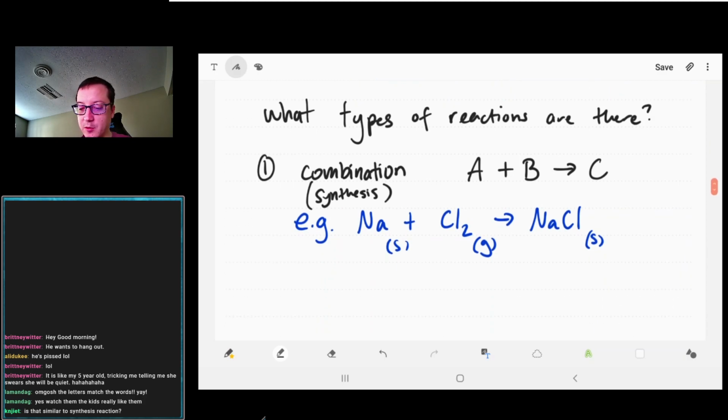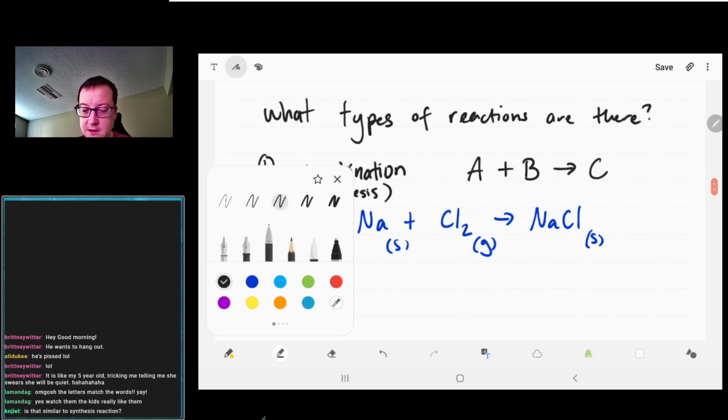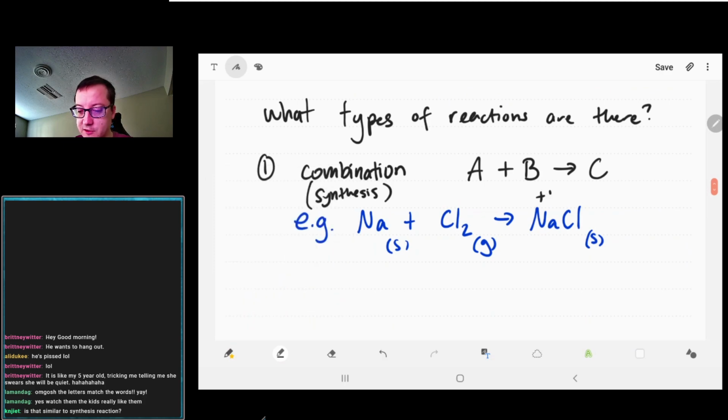So, for example, we know that sodium prefers a charge of +1, chlorine prefers a charge of -1. We know how to charge balance an ionic compound. So, for example, if we were to take potassium and oxygen gas, what is the product going to be of that?